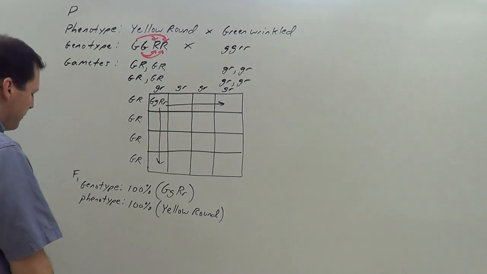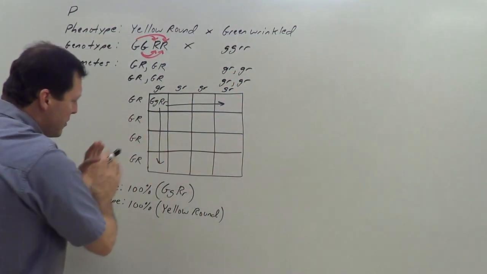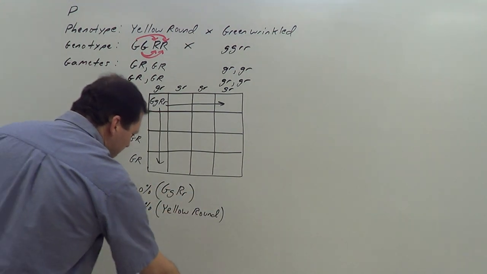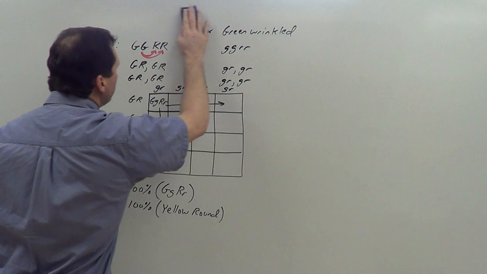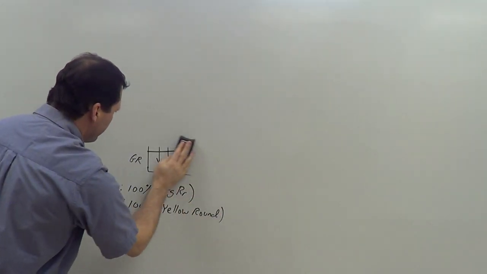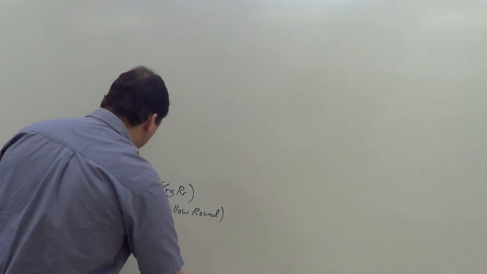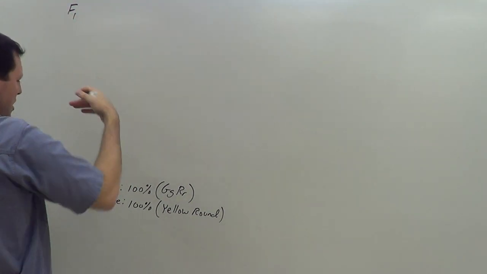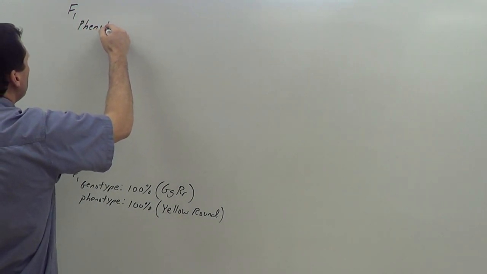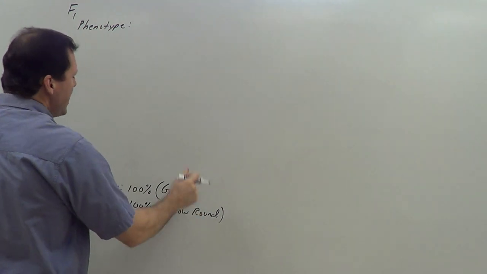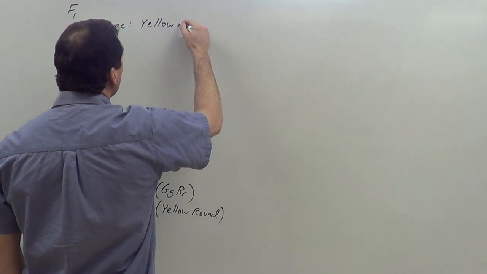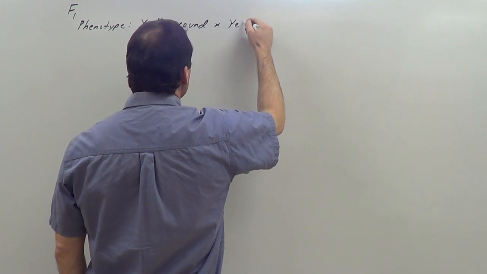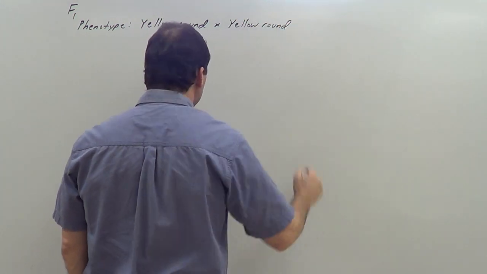So let's go ahead and do that. I'm going to erase this for room's sake, and I'm going to leave this down here just so I don't forget what we're actually working with. And we're going to start with our F1s. So I'm going to come up here and write F1. And I like to do phenotype next, again, my preference. Phenotype. And what Mendel did was he took a yellow round and crossed that plant with another plant that also produced yellow round seeds.